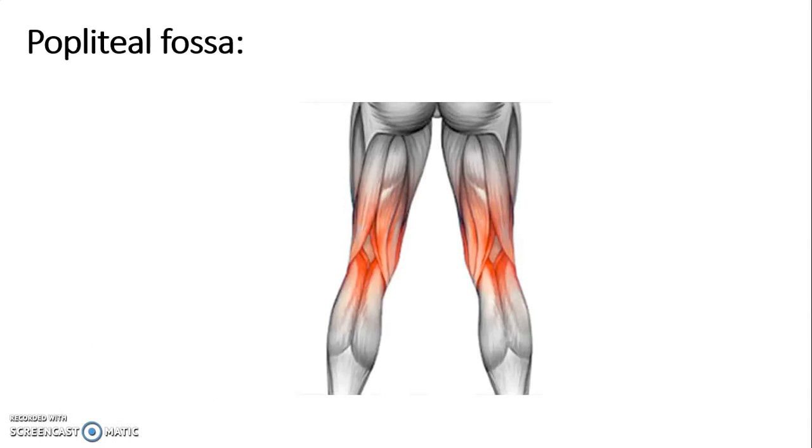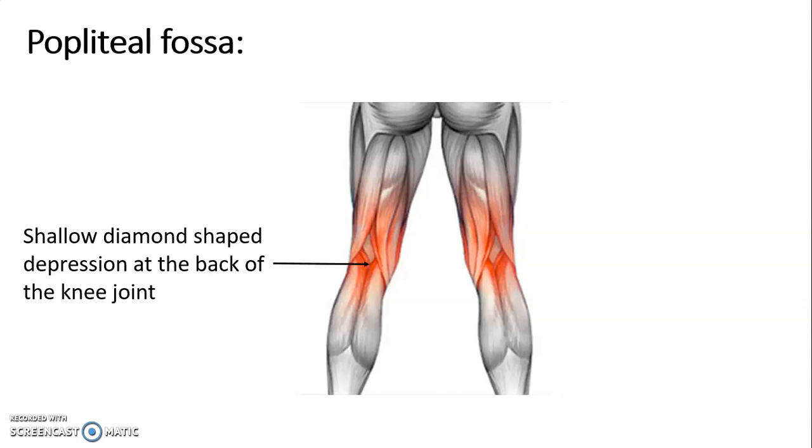Popliteal fossa is a shallow diamond-shaped depression at the back of the knee joint, and it is felt best when the knee joint is semi-flexed. So this is the popliteal fossa, and it is a diamond-shaped depression.